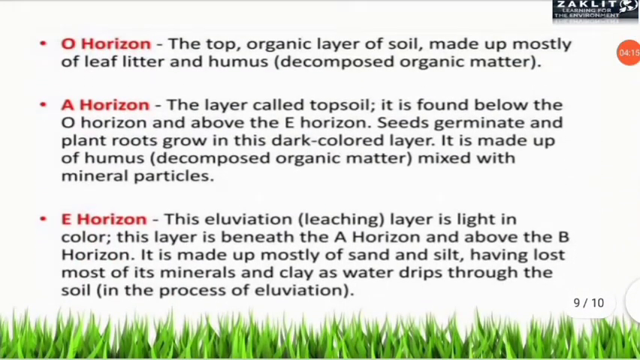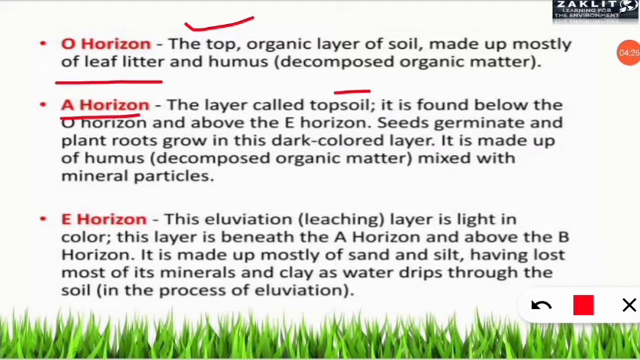First is the O horizon. In the O horizon, you should know that it is the top layer of the soil, but it is not called topsoil. Don't get confused, because the A horizon is called topsoil. It is made up of mostly leaf litter and humus. The plants which are shedding leaves, the leaves are concentrated on this horizon, that is the O horizon. And in some kinds of soil, this O horizon is a very thin layer, or not at all present. So in some soils the O horizon is totally absent.